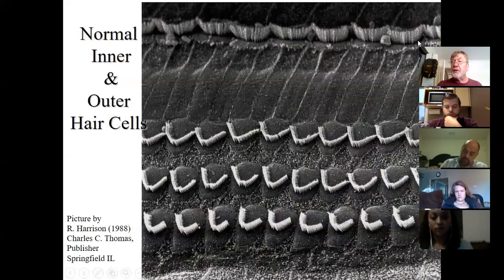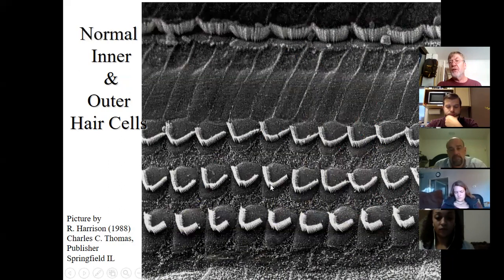So this is one inner hair cell. This is another inner hair cell, and another one, and another one, and another one. 3,000 in a row, all the way from the base to the middle to the apex. You have 12,000 outer hair cells, and their hairs are arranged like V's. And here's how this goes.